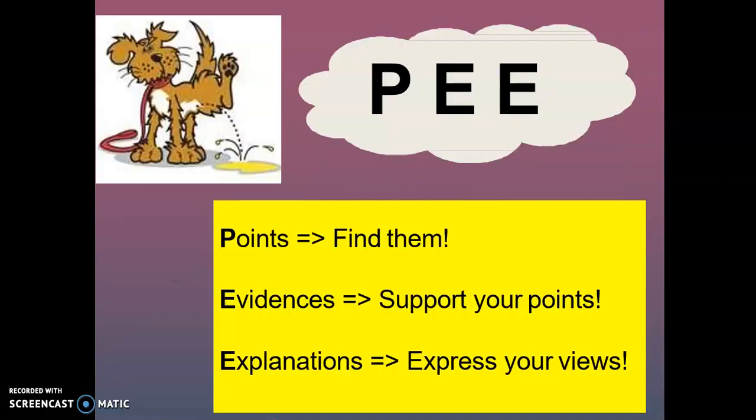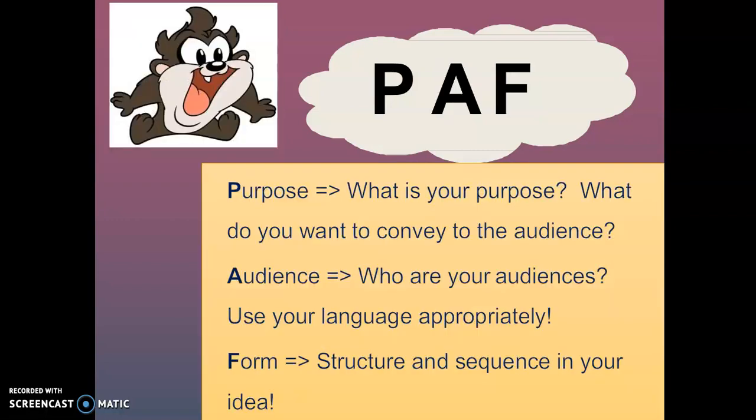The first step is P, where for each essay or each point, students are required to give the points from the passage. They have to extract the main ideas from the passage and provide evidence to support their ideas, as well as express their ideas or views by providing examples. PAF is where the students are very sure why they are writing, the purpose of their writing, and they must also use appropriate language which is suitable for their audience.